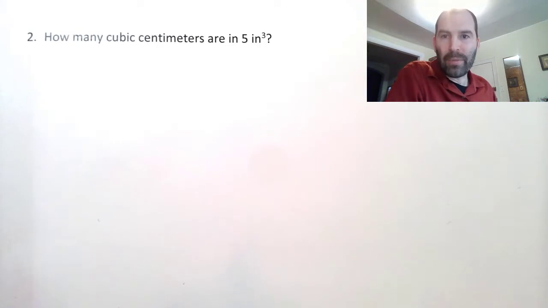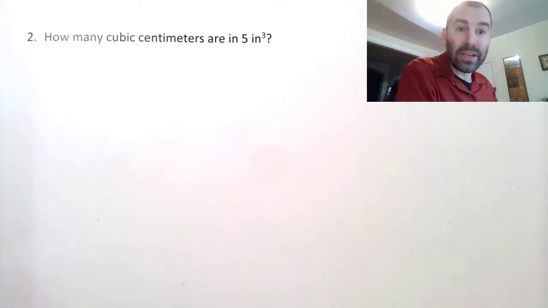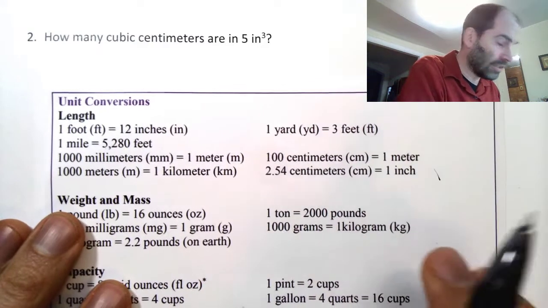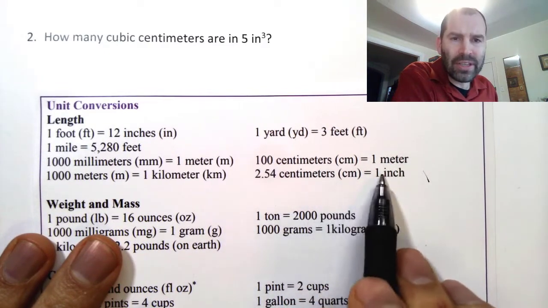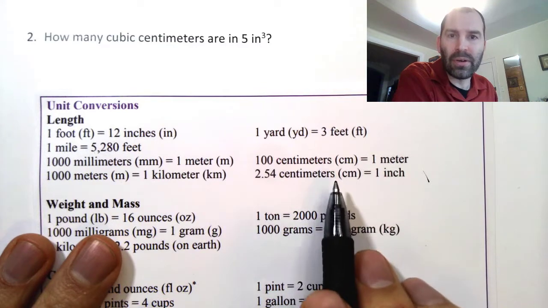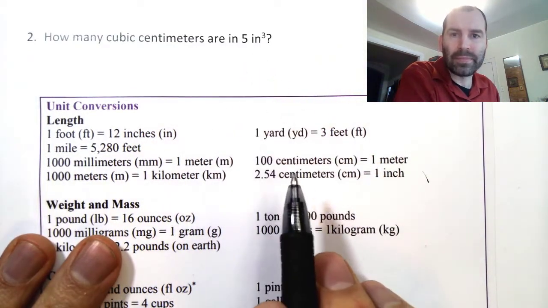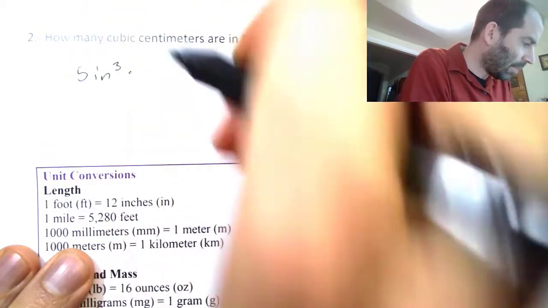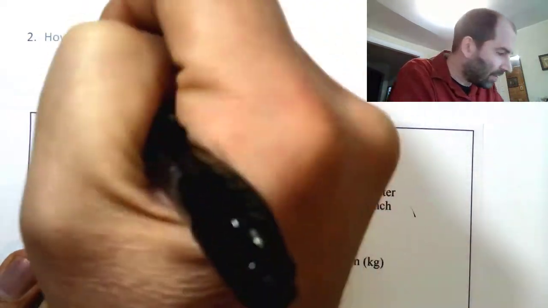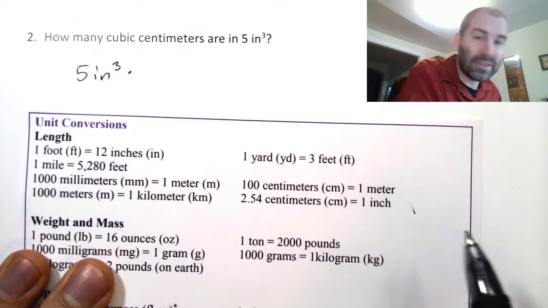All right, here's another one. How many cubic centimeters are in 5 cubic inches? Well, let's look at our conversions. I can convert centimeters to inches here, right? So let's write down 5 cubic inches. I'm going to multiply this by something so that I get cubic centimeters.